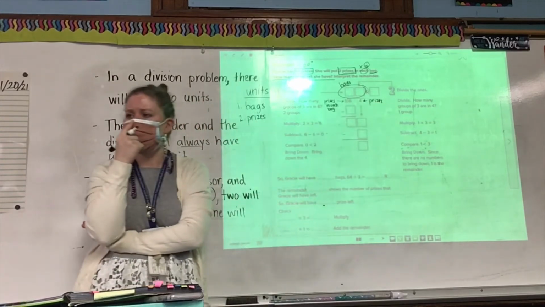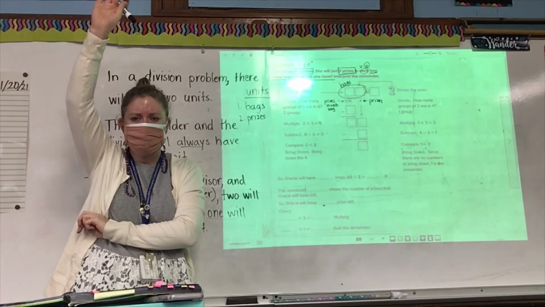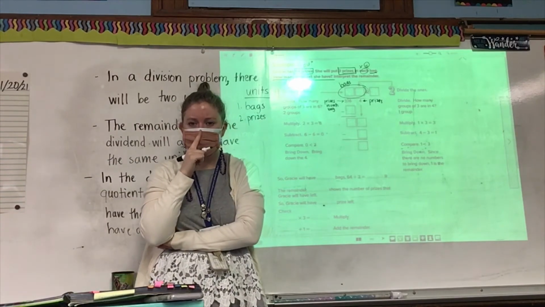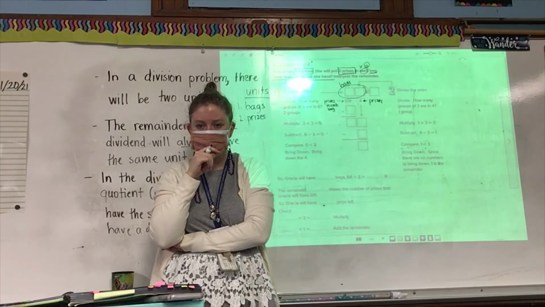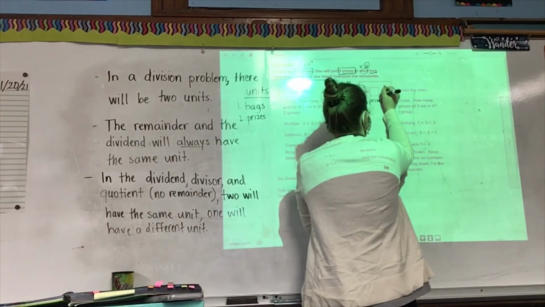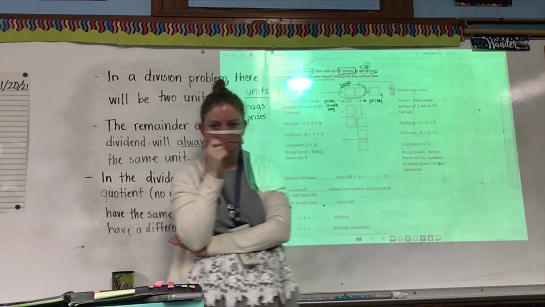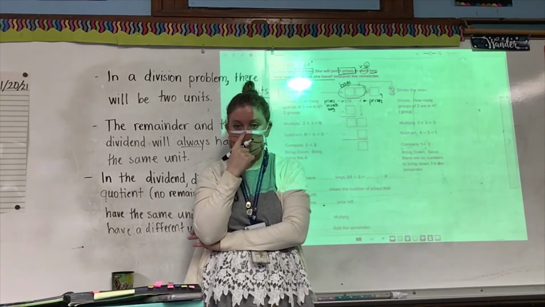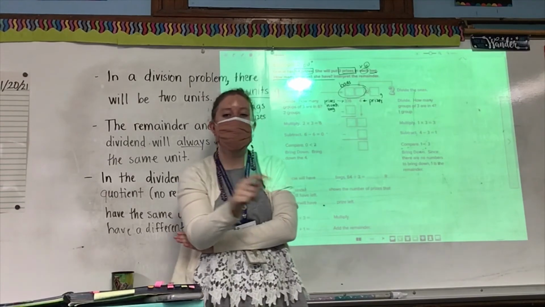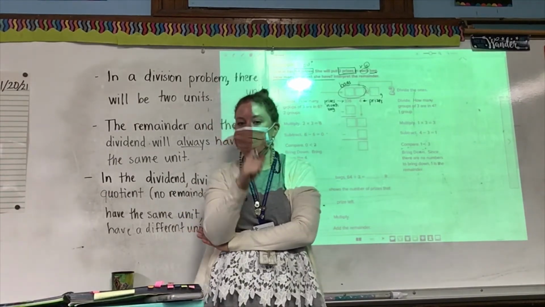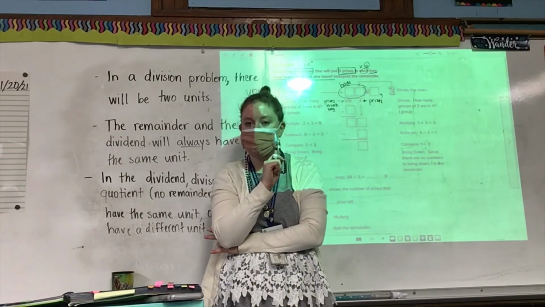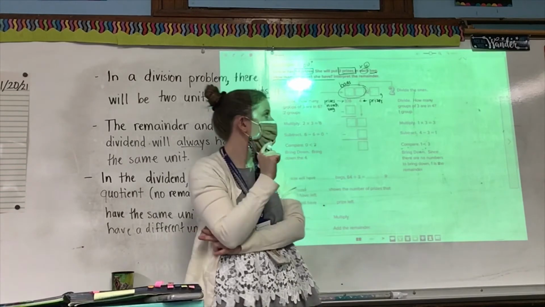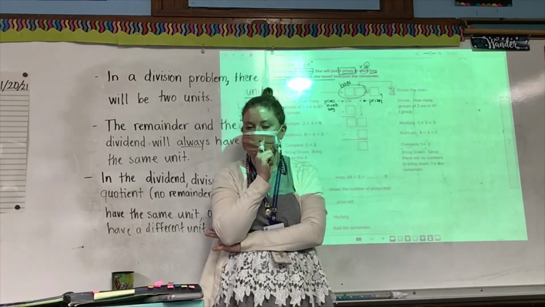What's our remainder? What unit is our remainder going to be? Zari? Prizes. How do you know that? Because our answer unit is going to be prizes, and the remainder has nothing to do with the quotient. How do we know that our remainder is going to be the number of prizes? Smith?